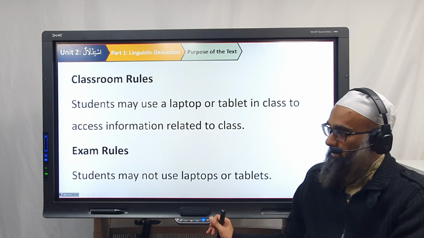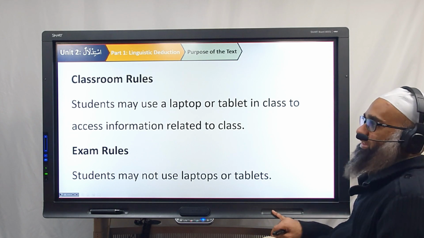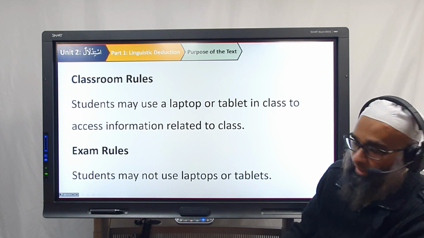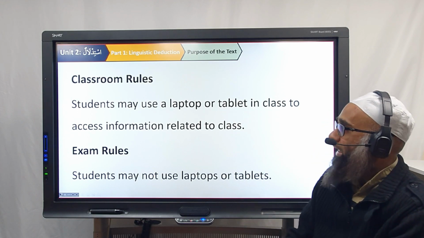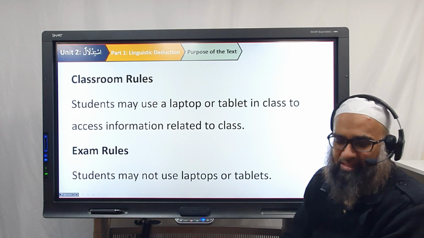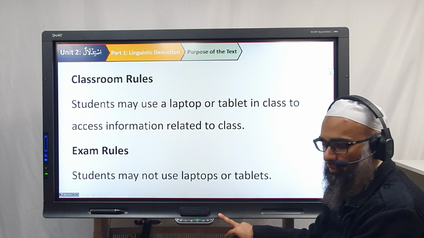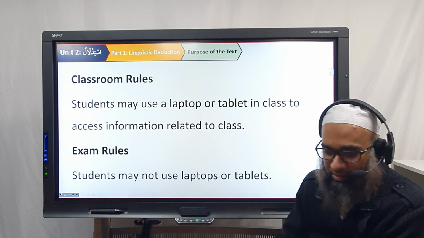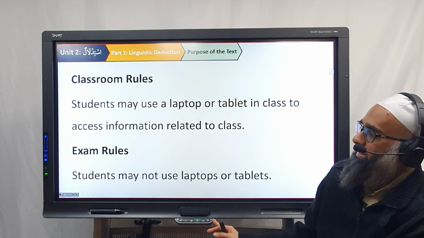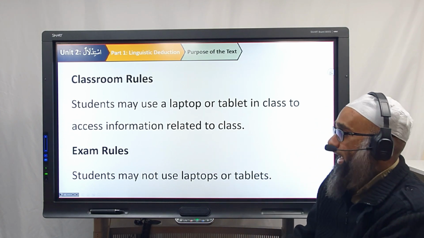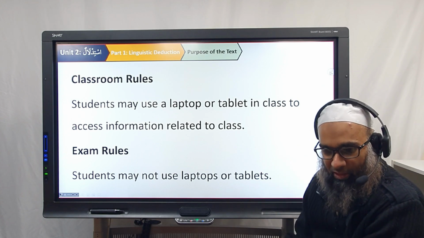Now let me give you another example. Let's say on the website, for example, we have classroom rules and exam rules, two different pages. We say students may use a laptop or tablet in class to access information related to class. For example, in our class we use the Mawrid, the Ijjal and Al-Furqan, all those websites, during the class to access information. So here, a student may use a laptop or tablet in class. The next page says exam rules: students may not use laptops or tablets. Okay?